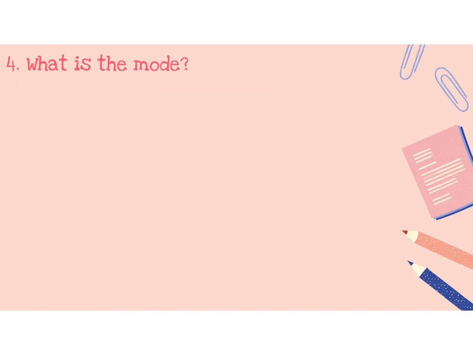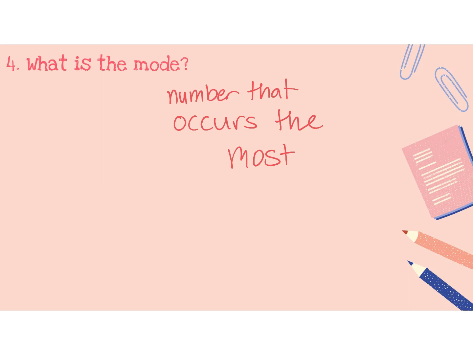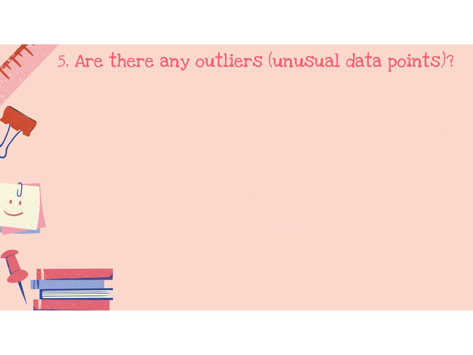Okay, what is the mode? If we remember, mode is the number that occurs the most. So if we look at our dot plot, we're going to look for that number where it has the highest amount of dots, and that would be 126. And then are there any outliers, any unusual points, any numbers that are far away from the data? We look there, 78 is definitely a good distance away from the rest of our data.